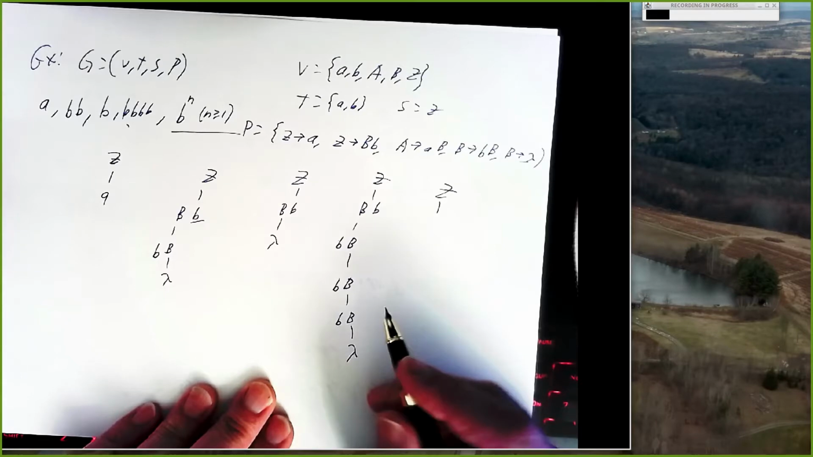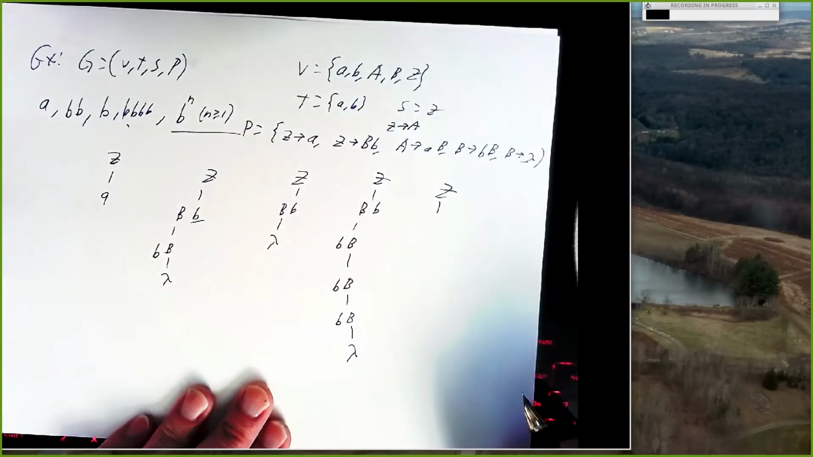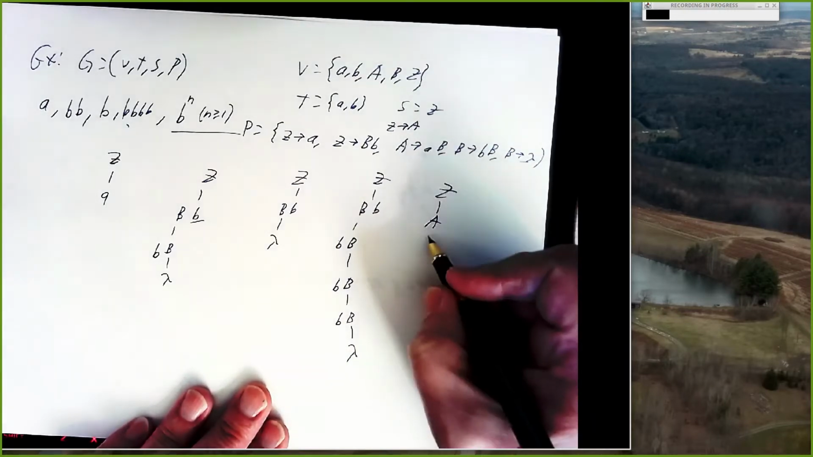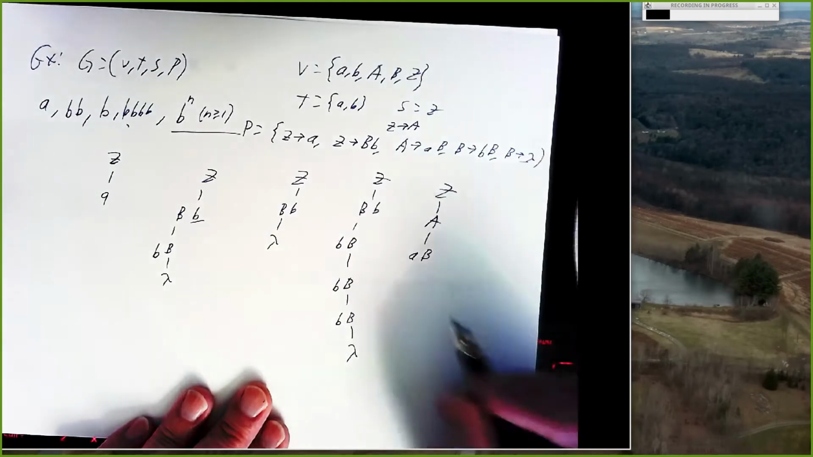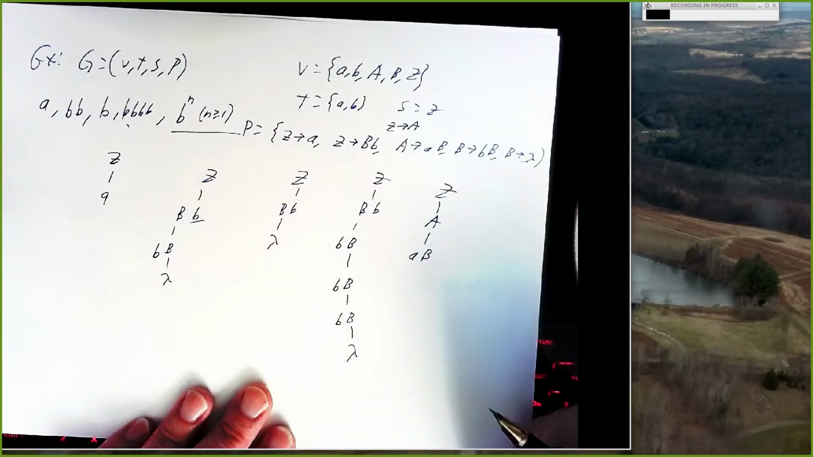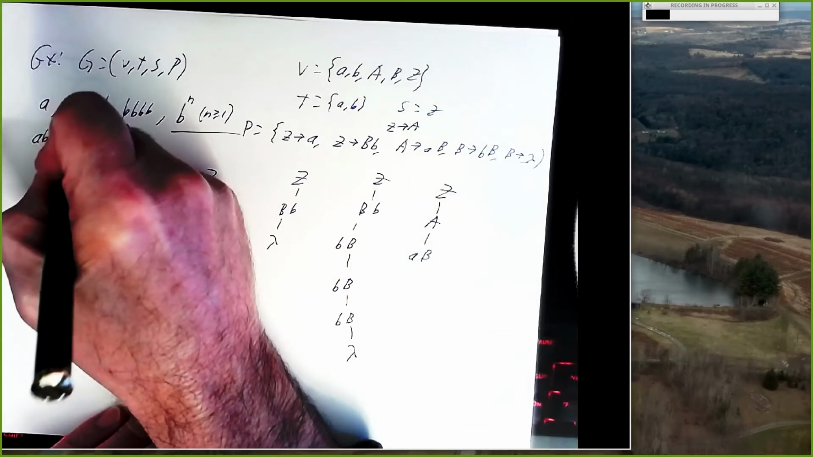Yeah, let me throw another one in here. Let's make it more interesting. So Z can turn into a big A, and big A could turn into an A followed by a big B. And B could be lambda, or it could be A followed by B, or it could be A followed by two B's. And so we can start getting these strings in here.